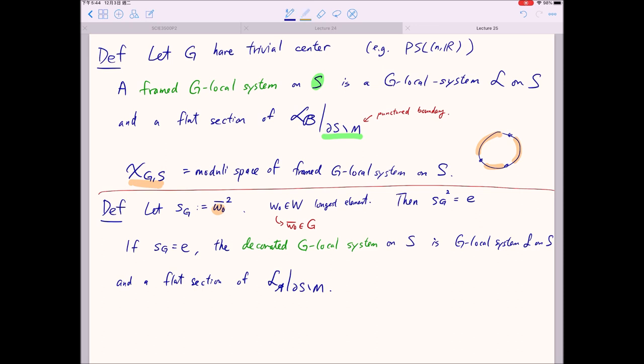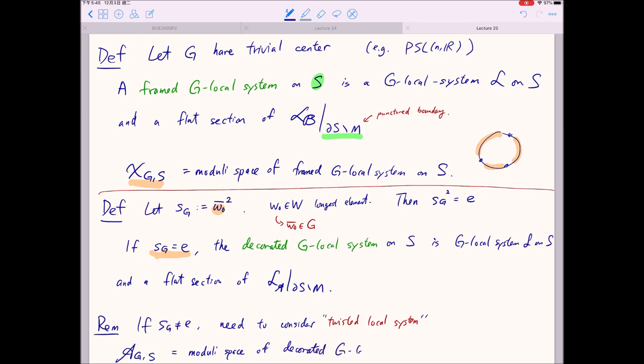So this is a technical condition, and it turns out that if SG is not E, we can still modify the definition a little bit and consider what's called the twisted local system. But otherwise, the structure is more or less similar. And we'll just focus on this special case here. So just like the X side, we define the A side to be the moduli space of decorated G local systems on S.